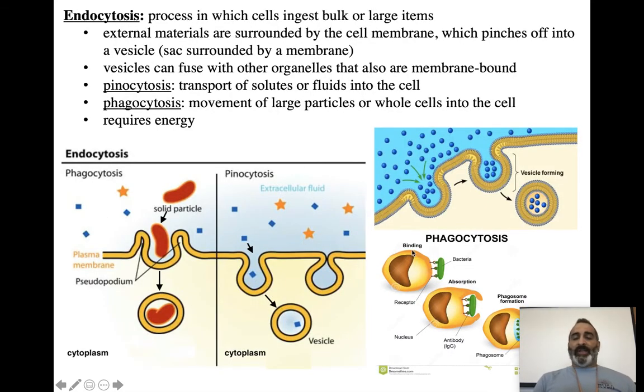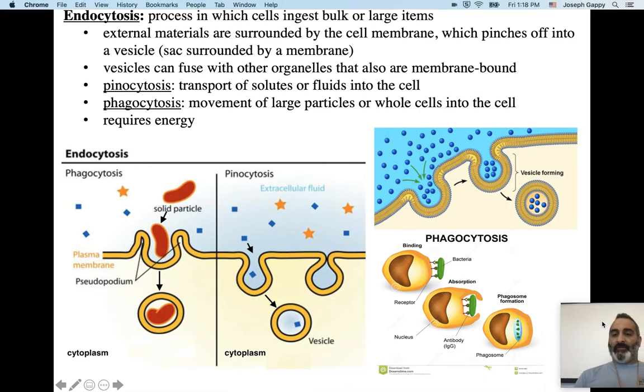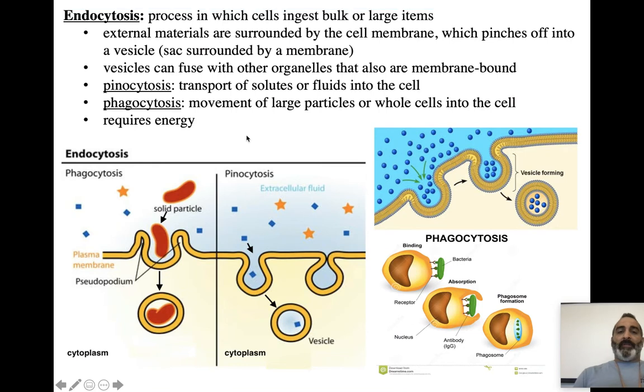So endocytosis. All right, let me slide this over. Endocytosis. Now, cytosis and endo, they go together. This means taking something internally, endo, and cytosis is engulfing it. So something is getting engulfed and brought to the inside. So this is the process in which cells engulf bulk or large items. They engulf things, basically. So what's happening here?